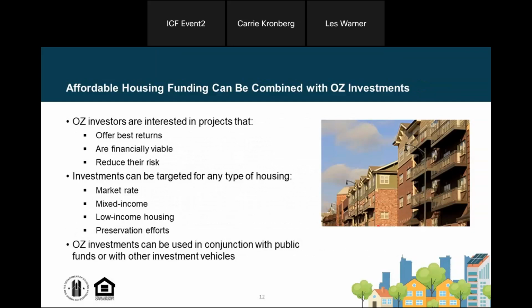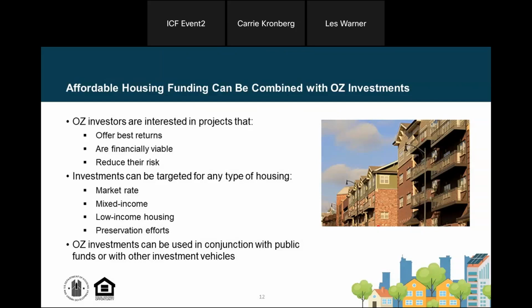So let's talk a little bit about affordable housing funding in combination with the Opportunity Zone investments. OZ investors will be most motivated by projects that offer the best returns. Of course they need to be financially viable, and they're concerned about reducing their risk. So if we want to promote a viable combination, we need to make sure it's going to offer a good return, but also that it's financially viable and that we're controlling whatever risk they might experience with that investment.